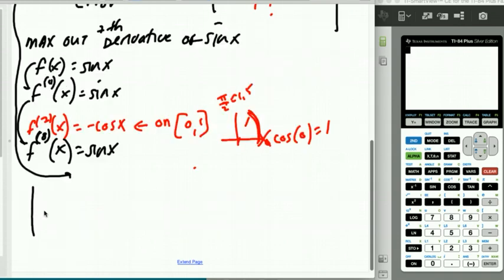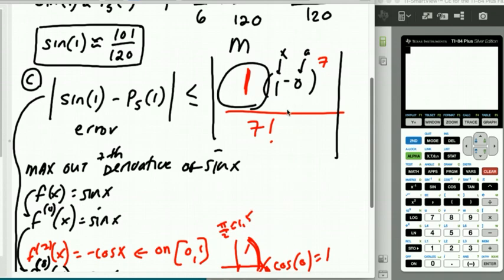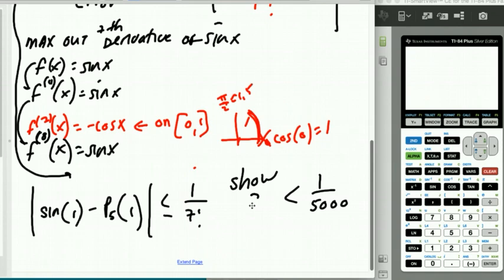So this error, the error of sine of 1, which is the actual minus p sub 5 of 1, is going to be less than or equal to a 1 times a 1 over 7 factorial. So essentially 1 over 7 factorial. And I was asked to show that that is less than 1 over 5,000, right? That's what I was asked.